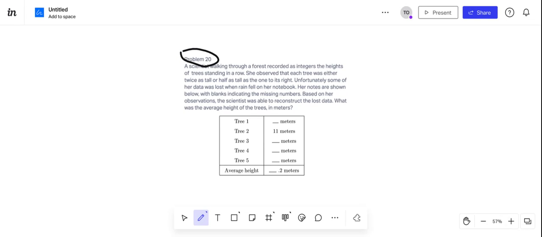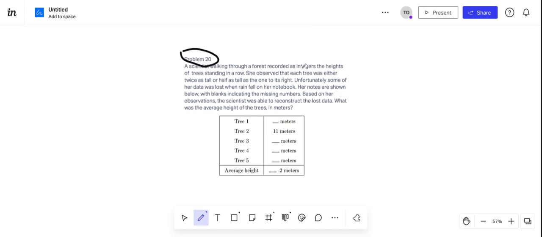A scientist walking through a forest recorded as integers the heights of trees standing in a row. She observed that each tree was either twice as tall or half as tall as the one to the right. Unfortunately, some of her data was lost when rain fell on her notebook. Her notes are shown below, with the blanks indicating the missing numbers. Based on the observations, the scientist was able to reconstruct the lost data. What was the average height of the trees in meters?